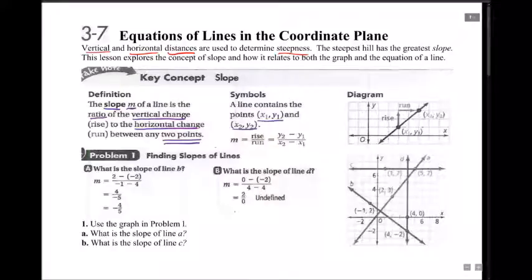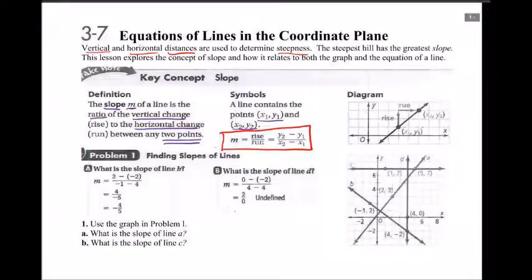If you remember from algebra, slope is rise over run. If you have a nice graph, you can use rise over run to find your slope. We like to be lazy, but we have a formula. Slope is y2 minus y1 over x2 minus x1, and that will always work, always.